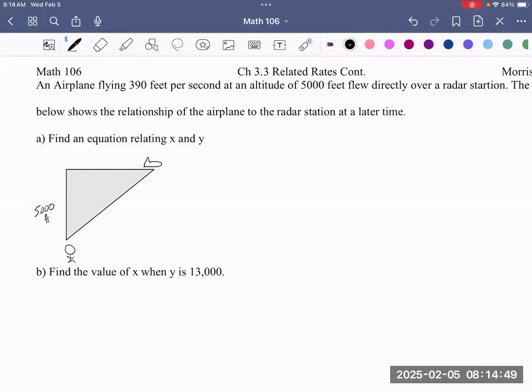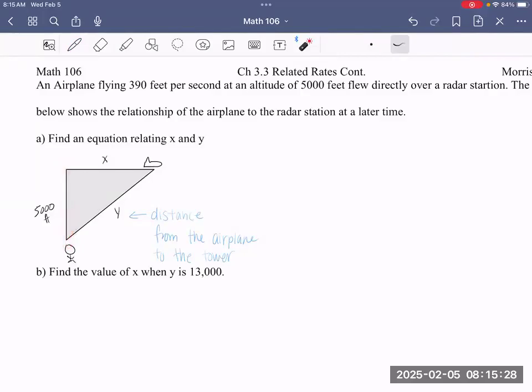And we are looking at this can be your X. And for the sake of ours, we're just going to say Y is going to be your hypotenuse. And your airplane is going to be flying pretty fast, right? It's flying 390 feet per second at that particular altitude. Now, this Y is really the distance from the airplane to the tower.